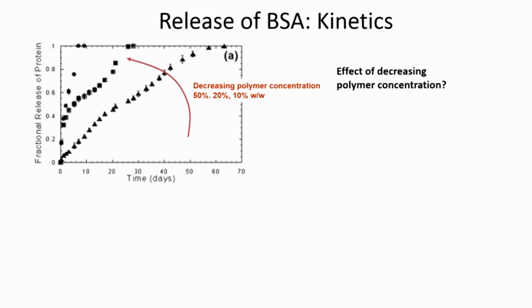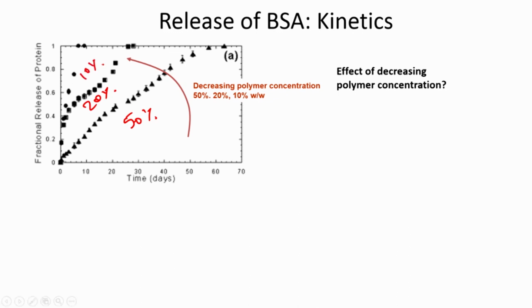So let us talk about some of the release from this. This is actual data from some papers. So what they did is you can see they got a certain release over a certain time. This is the release of the protein that was encapsulated, on the basis of time. As you are decreasing the polymer concentration from 50% to 20% to 10%, the release is increasing, right. So let us say this is 50%, this is 20%, and this is 10%.